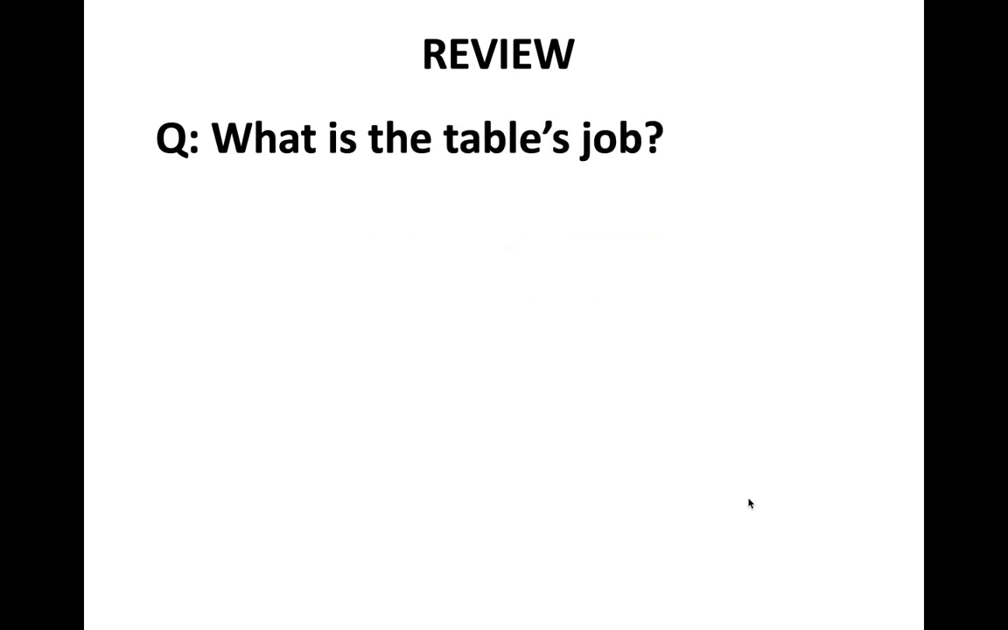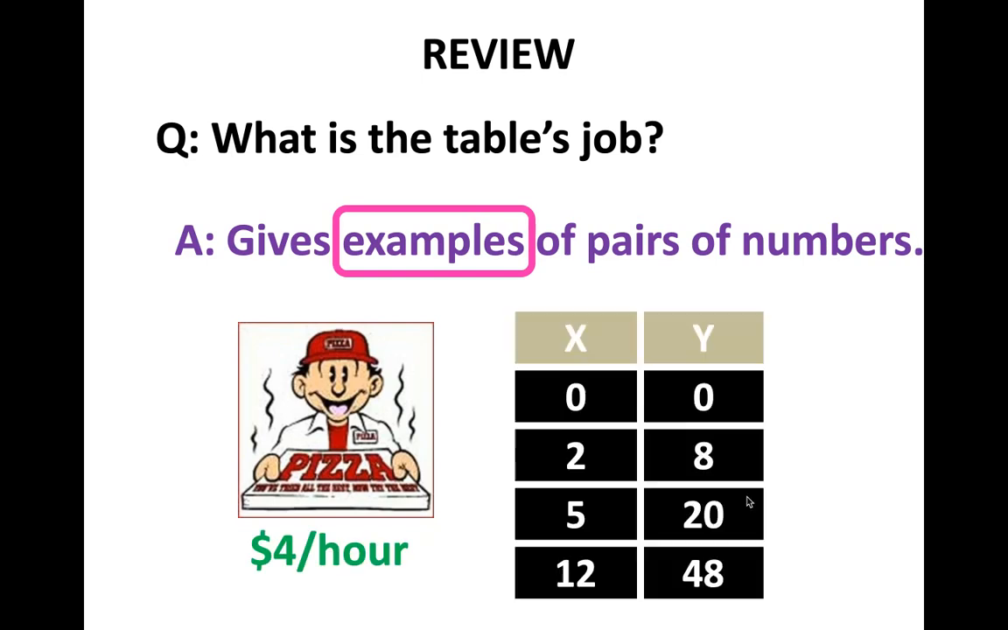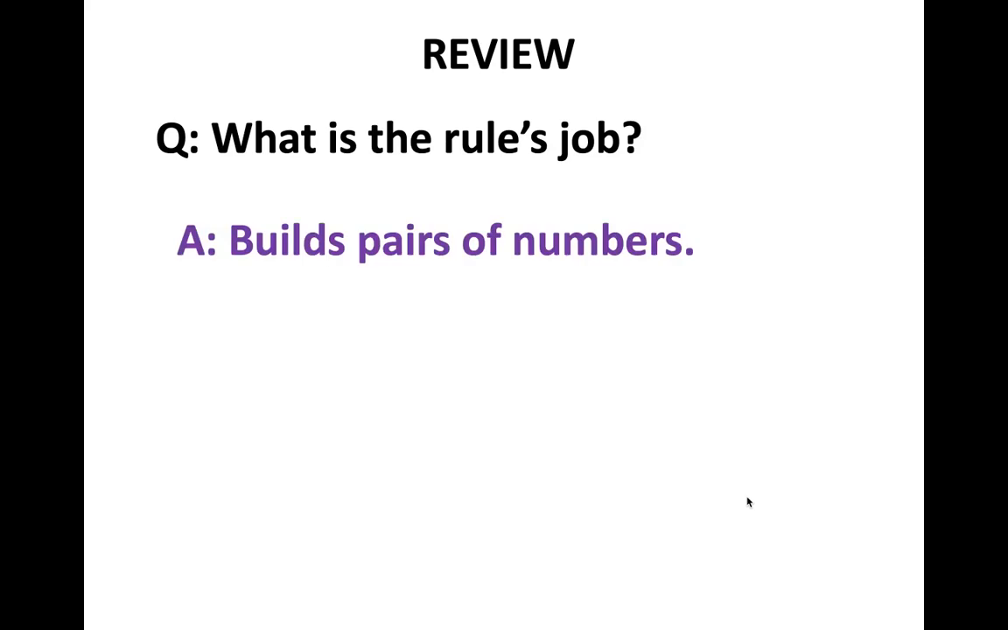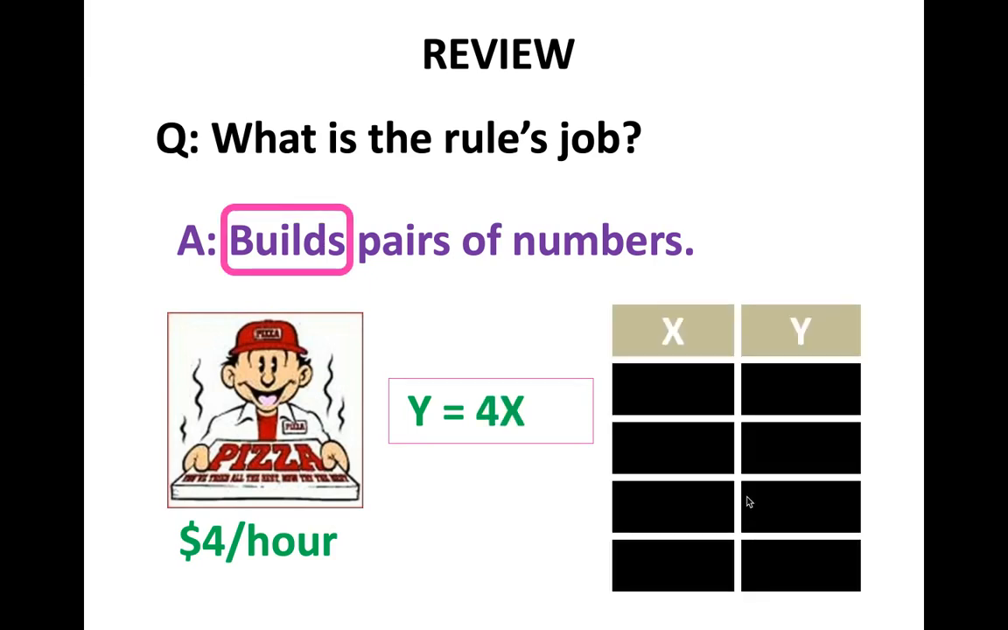What is the table's job? It gives examples of pairs of numbers. What is the rule's job? It builds pairs of numbers. So we can plug the hours, which are represented by X, in and perform the math. So X into X, 4 times 25 is 100.